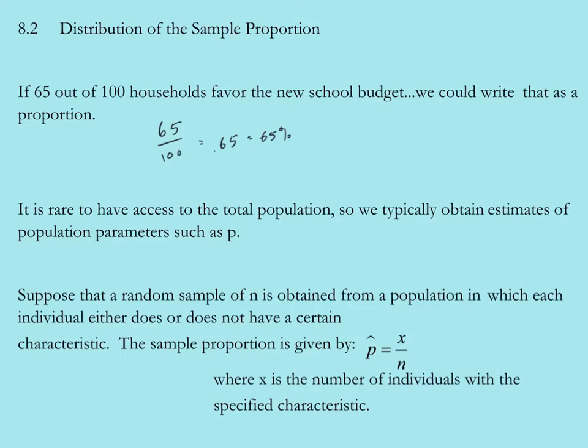All right, so formally stating our proportion here: suppose a random sample of little n is obtained from a population in which each individual either does or does not have some characteristic. In the example above, it's being in favor of a new school budget. Then we define the sample proportion with a caret over the p, so we read it as p hat, equals x over n. n is the sample size, x is the number with the characteristic, so the number in favor of the school budget. So that's our formula, if you will, for sample proportion.